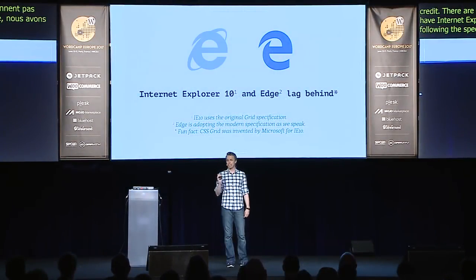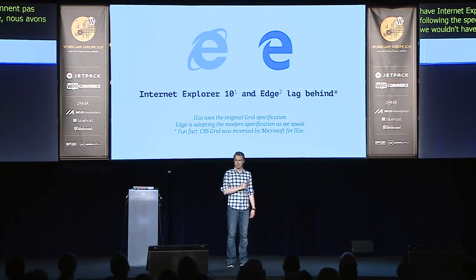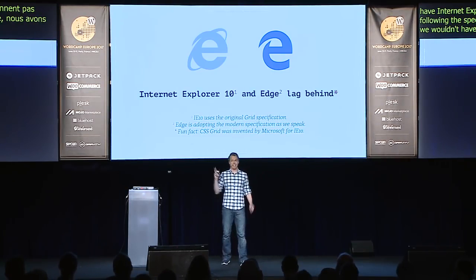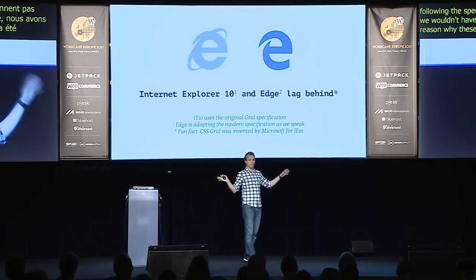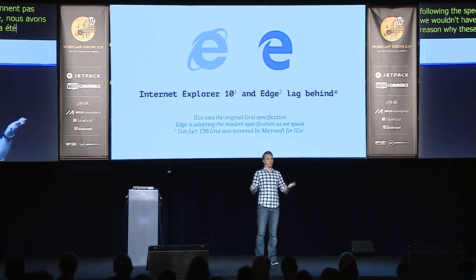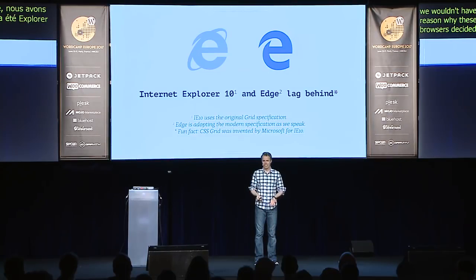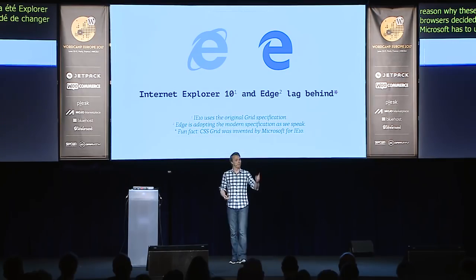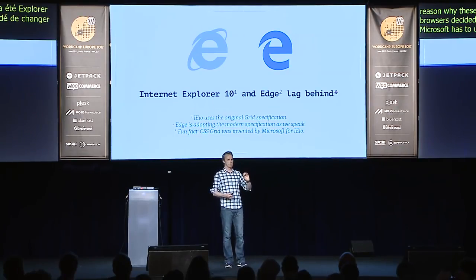Point of order, if it wasn't for Internet Explorer 10, we wouldn't have CSS Grid. CSS Grid was invented for Internet Explorer 10. And the reason why these two browsers are lagging behind is because the other browsers decided to change the spec. But the spec is built into Windows. So Microsoft has to update all of their operating systems to get this to catch on. However, Edge is probably a couple of weeks away from getting full grid support. And I'll show you how to create proper backwards compatibility for all other browsers.